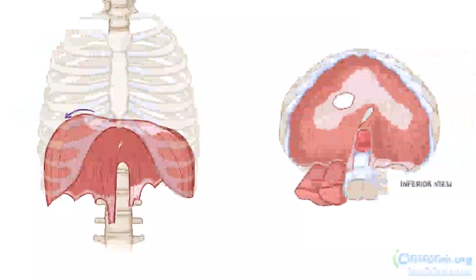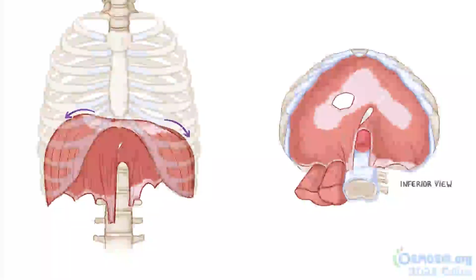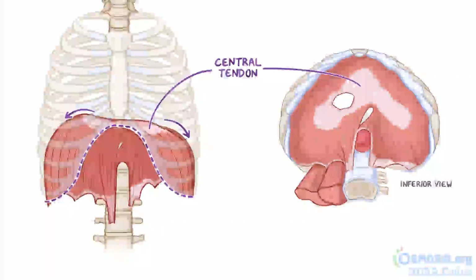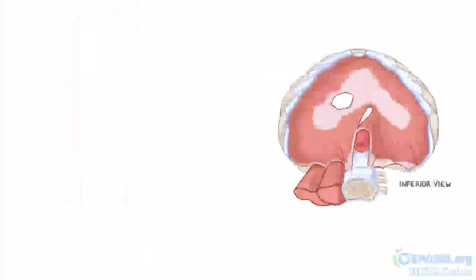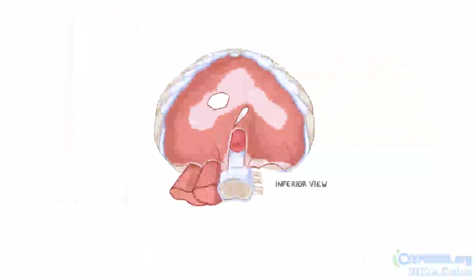It curves superiorly into right and left domes. It has a mobile central portion known as the central tendon, and a peripheral muscular portion that is fixed to the bones, cartilages, and ligaments of the thoracic cage. The periphery of the diaphragm can be divided into 3 parts depending on its specific attachment points.